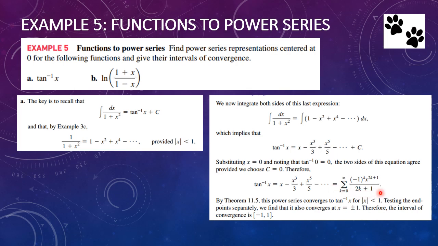So we can see the denominator is 2k plus 1. The power is 2k plus 1. And then, as we saw before, it's alternating between negative and positive, so we know that factor, negative 1 to the k. By theorem 11.5, this power series converges to inverse tangent of x for absolute value of x less than 1. Testing the endpoints separately, we also find that it converges at x equals plus or minus 1. Therefore, the interval of convergence is inclusive, negative 1 to 1.